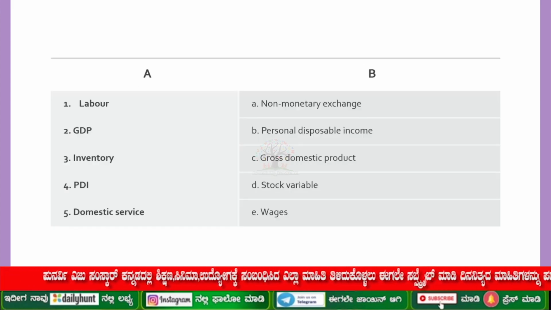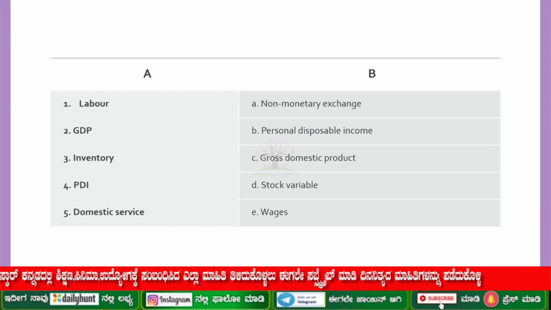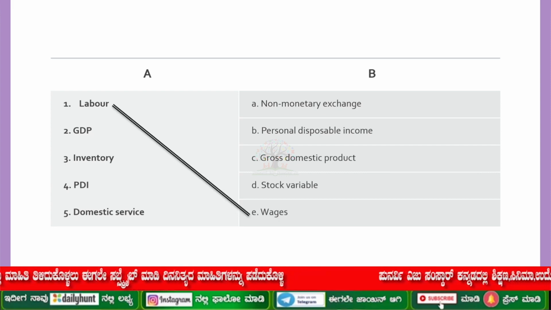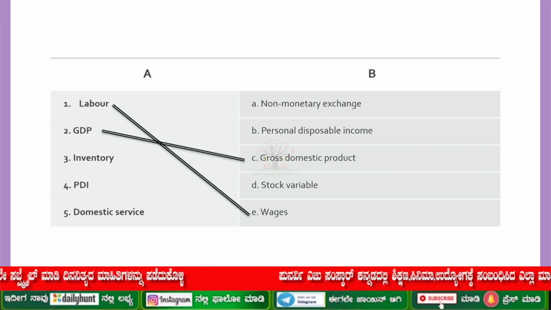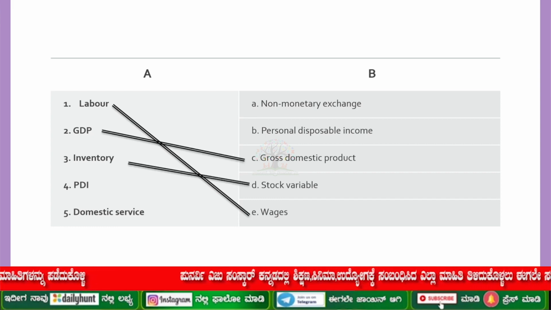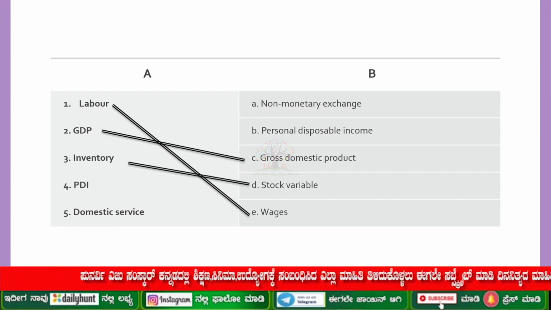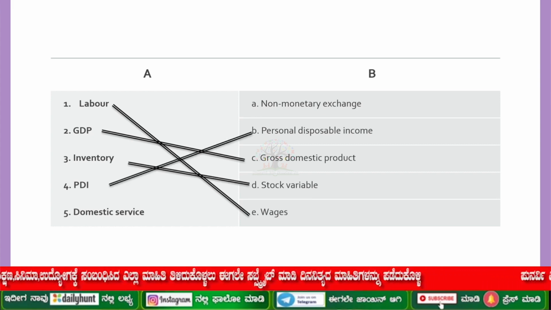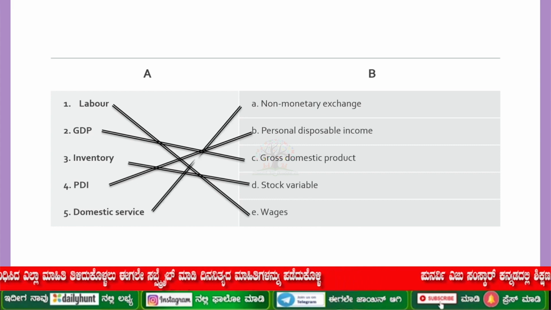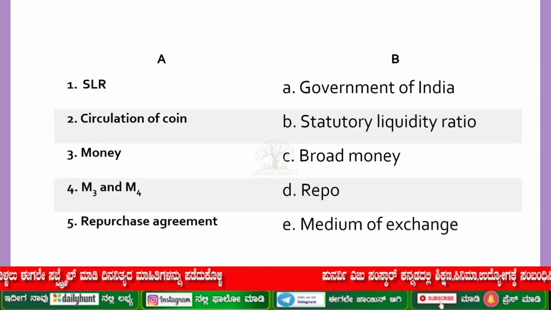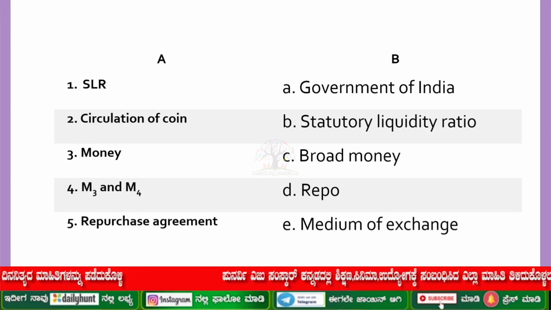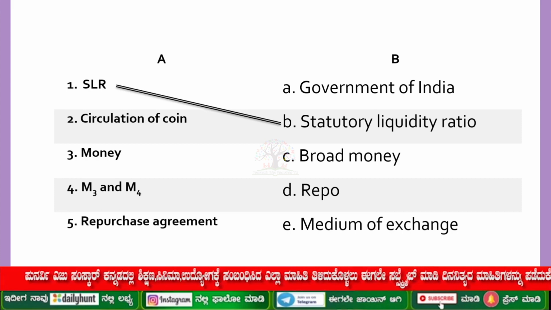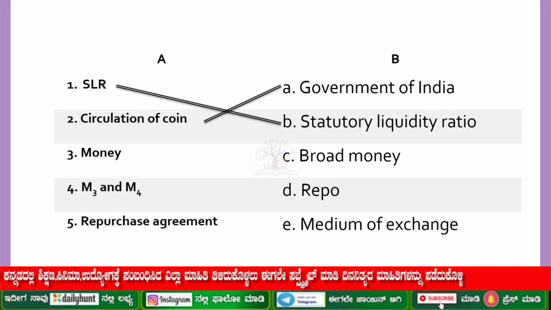Now let us discuss this one. Labor, we know the reward will be wages. GDP, gross domestic product. Inventory is a stock variable. PDI, personal disposable income. Domestic service is a non-monetary exchange, so it is not included in GDP. This is the expansion for SLR, statutory liquidity ratio. Circulation of coins by Government of India.